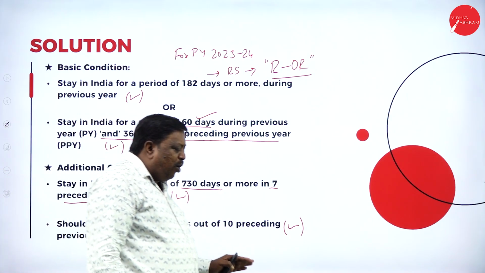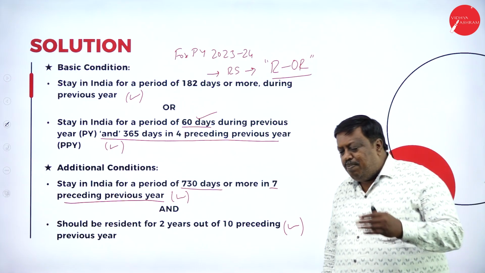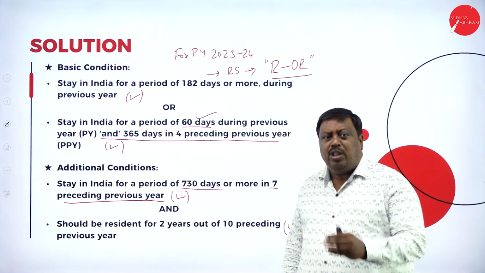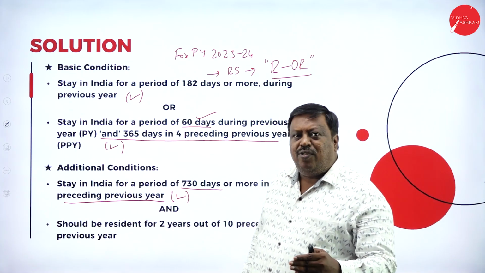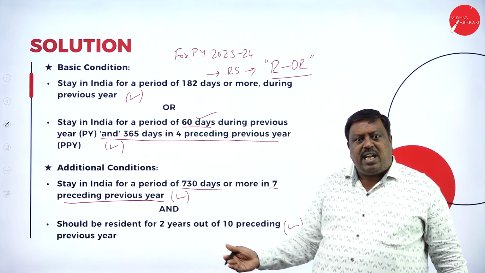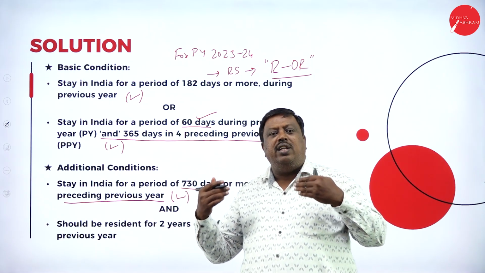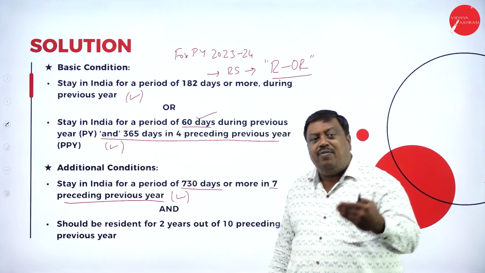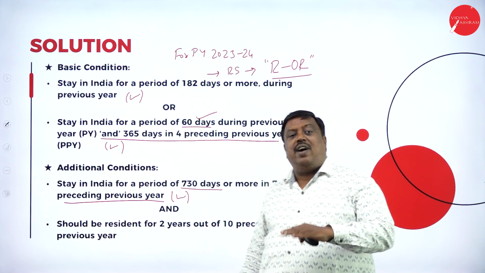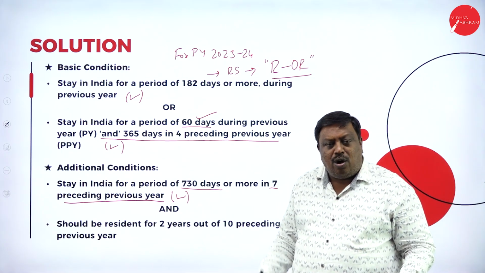So go through these problems and understand the concept clearly. It's not that they call me resident only if I satisfy both basic conditions; if I satisfy any one of the basic conditions, they're going to call me a resident. After satisfying the basic condition, if I satisfy both the additional conditions, then I'm an ordinarily resident. If I satisfy only one of the additional conditions, I'm not an ordinarily resident. If I don't satisfy either basic condition, then my status will be non-resident. This is the concept what we have.